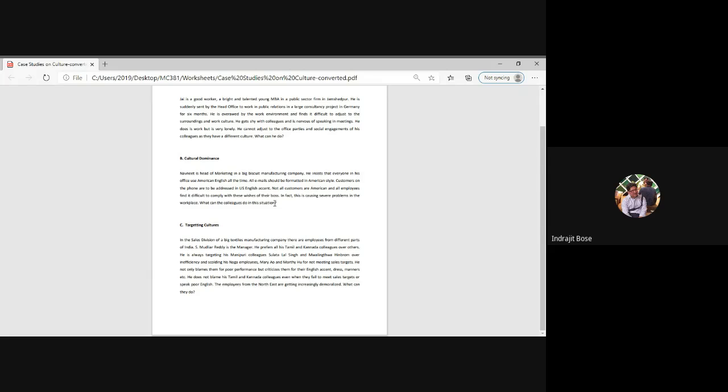And the third one is called Targeting Cultures. In the sales division of a big textiles manufacturing company, there are employees from different parts of India. S. Mudaliar Reddy is the manager. He prefers all his Tamil and Kannada colleagues over others. He is always targeting his Manipuri colleagues Sulata Lal Singh and Molingatha Himbrom over inefficiency and scolding his Naga employees Mary Ao and Martha Hugh for not meeting the sales targets. He not only blames them for poor performance but criticizes them for their English accent, dress, manners, etc. He does not blame his Tamil and Kannada colleagues even when they fail to meet his sales targets or speak poor English.